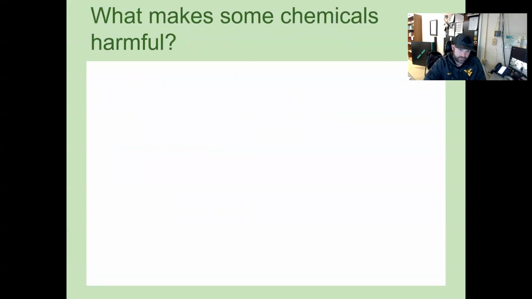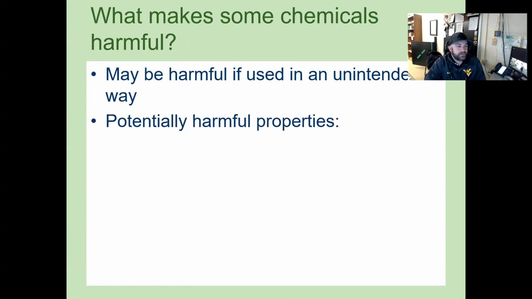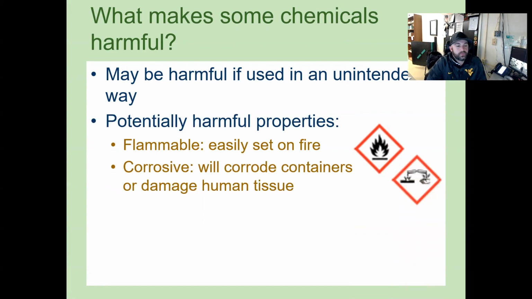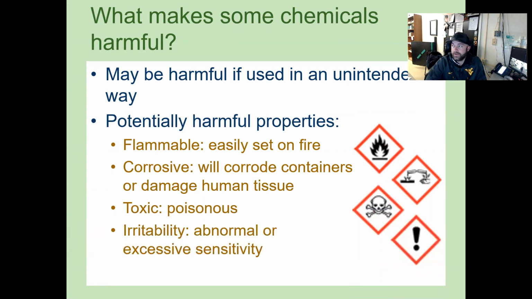So what makes some chemicals harmful? They may be harmful if used in an unintended way. Potentially harmful properties are flammable, easily set on fire; corrosive, will corrode containers or damage human tissue; toxic, which is poisonous; and irritability, which is abnormal or excessive sensitivity. So whenever you're taking a look at a pesticides label or the container or locker that these chemicals can be in, you'll typically notice one of these small diamonds, and that's what each one of these means.